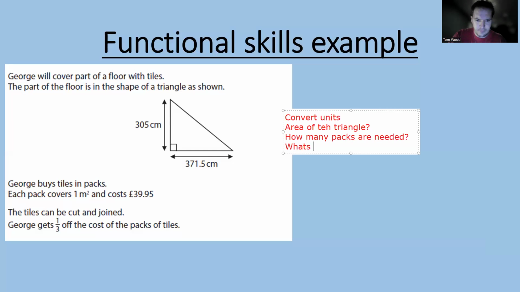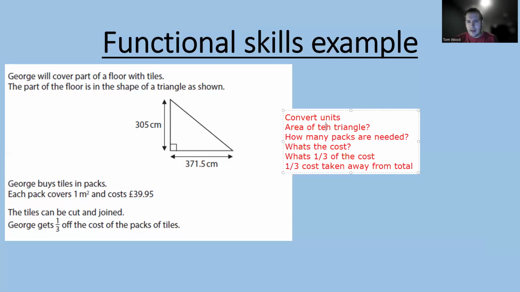What's the cost? Oh, he's going to get 1/3 off. So what's 1/3 of the cost? And then finally, 1/3 cost taken away, total.